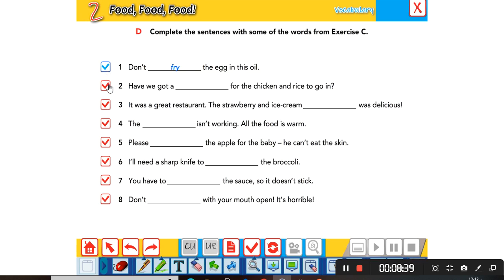Number 2, have we got a space for the chicken and rice to go in? So where can you put chicken and rice? We put it in a bowl. Well done. Number 3, it was a great restaurant.